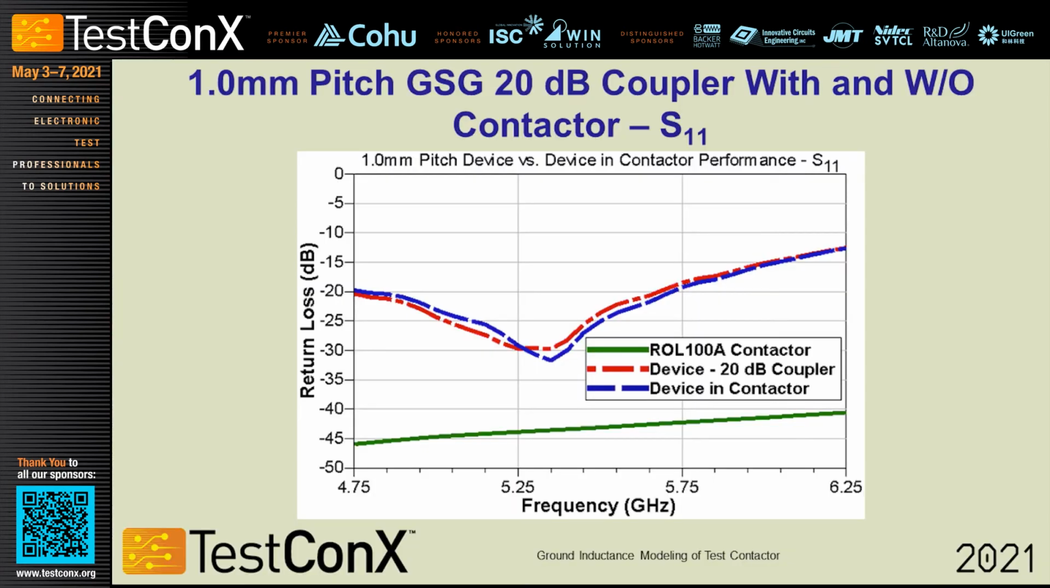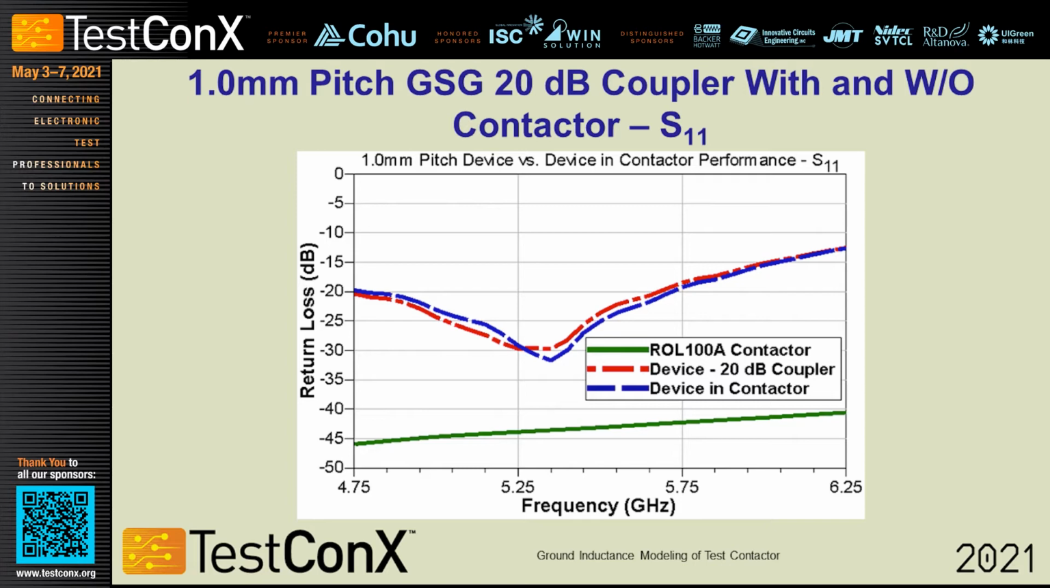This shows the same ground signal ground 20 dB coupler, looking at the return loss between the device and then the device in the contactor. It's very similar. There's not much change, and that's because in this frequency range, the return loss of the contactor is very good compared to the device. So you're going to see minimal change in the return loss of the device when you're testing it. And that's one of the key takeaways from this slide. As long as your contacting system is quite a bit better than what you're actually measuring, then you're going to get results close to what the device performance actually is. This will also eliminate a lot of false failures too.